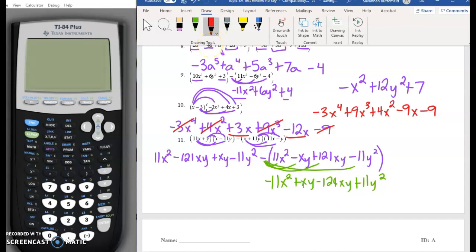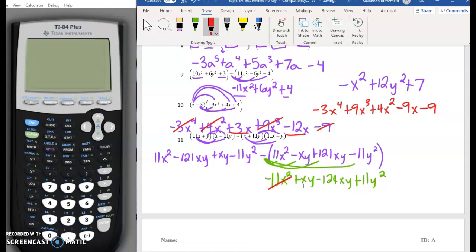I'm going to combine like terms. So x squareds, I have a positive 11 and a negative 11. 11 minus 11 is 0, so that simply goes away. I'm going to skip over the xy because there's a lot of those going on. We'll do them last. Then I have a negative 11y squared and a positive 11y squared. So same thing. 11 minus 11 is 0. So these simply cancel. I'm going to combine these like terms on both sides. Then we will combine them together.